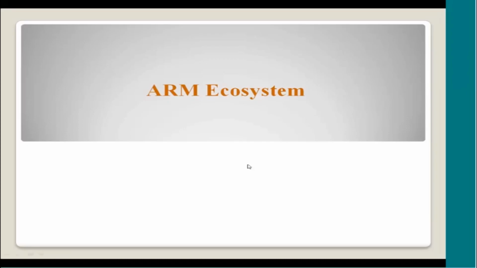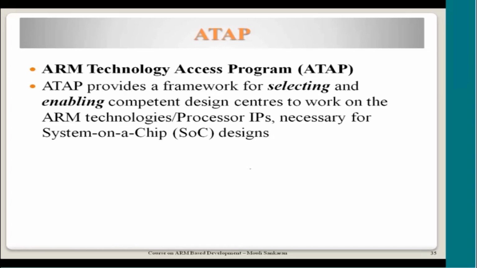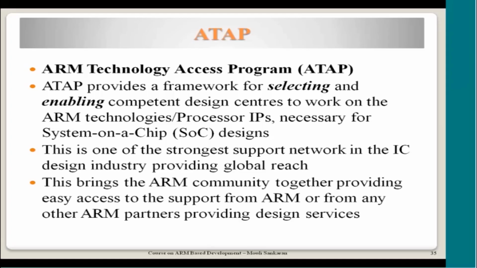Before we end this session, I just want to show you the ARM ecosystem which is there in the market now. There is an ARM Technology Access Program. Basically, this is a framework for selecting and enabling competent design centers which are capable of buying the SoC from ARM and building a system on their own. So ARM has a fixed method of doing it, and there are a whole lot of companies who are part of this program. This is one of the strongest support networks in the design industry, and we have the ARM community with lots of partners, and the support is coming from ARM as well as third-party partners doing design services support.